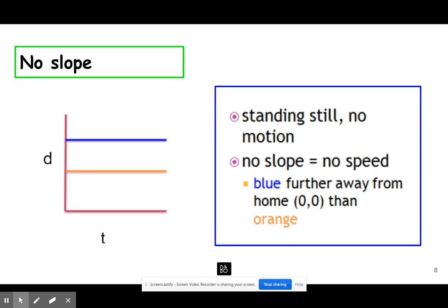And no slope means you're standing still. There's no motion occurring. So no slope is no speed. But you can look here, remember 0, 0 is our home. Our blue line is further away from home than the orange line because it's farther up. If this was 0, 1, 2, 3, this is 3 meters away from home, and that would only be 2 meters away from home.